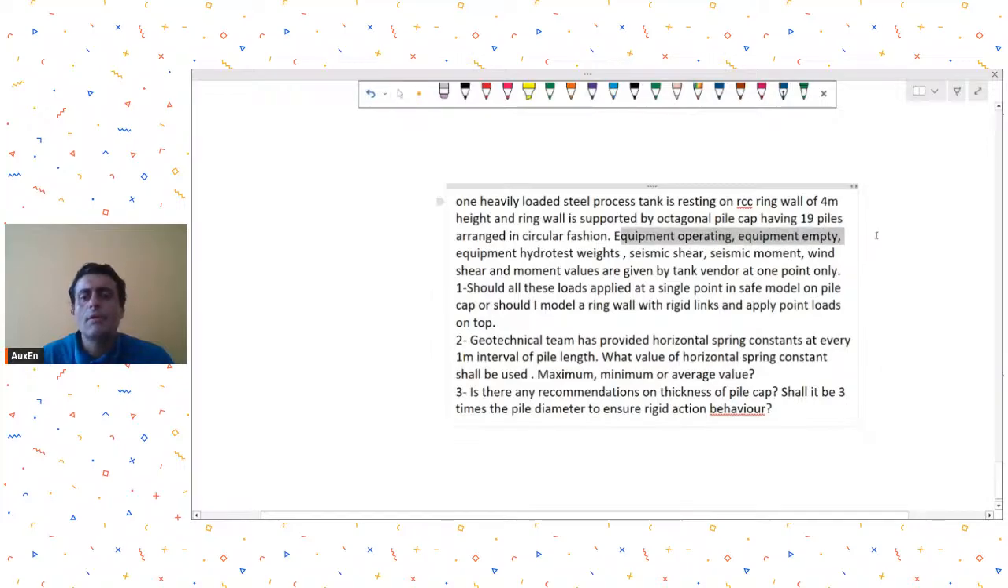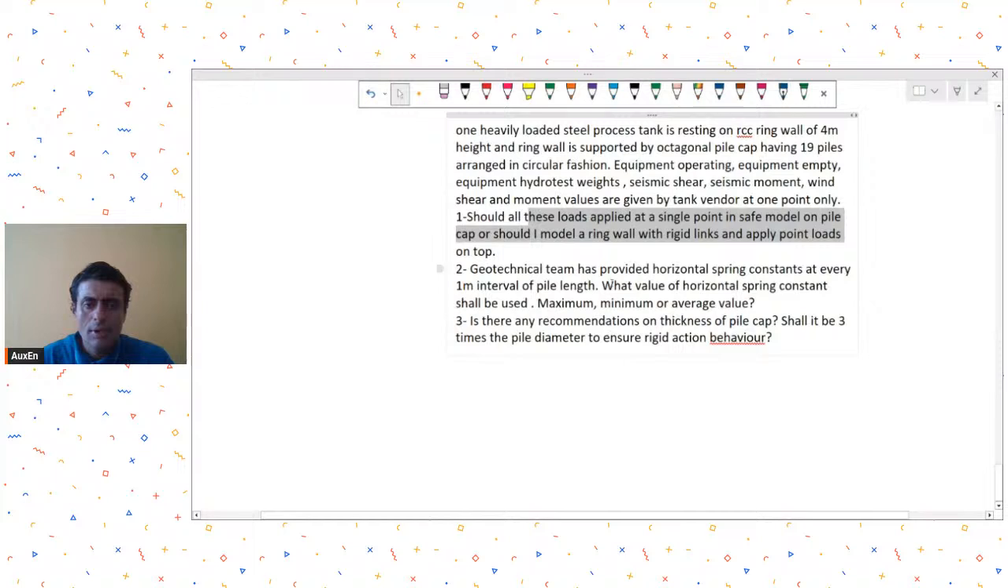Equipment operating, equipment empty, equipment hydrotest weight, seismic shear, seismic moments, wind shear at one point only. Should all these loads be applied at a single point in the SAFE model on the pile cap, or should I model a ring wall with rigid links and apply point loads on top? The geotechnical team has provided horizontal spring constants at every 1 meter interval of pile length. Oh, is it?